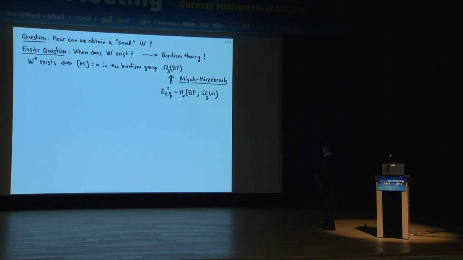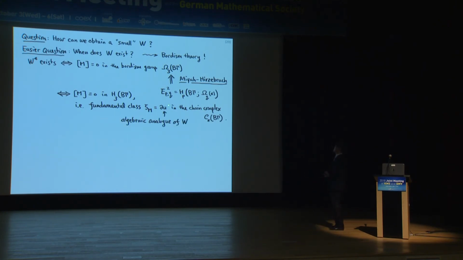the Atiyah-Hirzebruch spectral sequence for bordism, and it turns out that a solution exists if and only if it's null-homologous in third homology, namely the fundamental class of the three-manifold bounds some chain in the chain complex. So this is an algebraic analog. This chain U I wrote here is an algebraic analog of this geometric solution. So we need to understand those things quantitatively. This introduces the need for a quantitative study of topology.